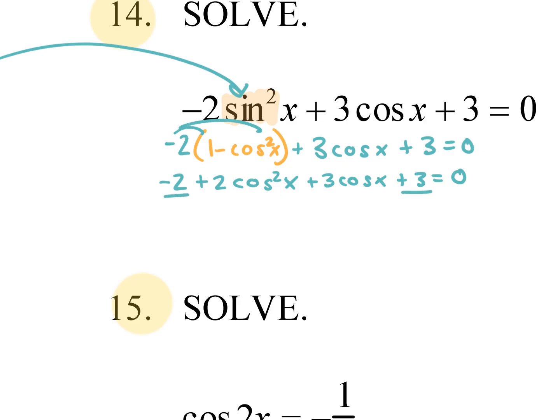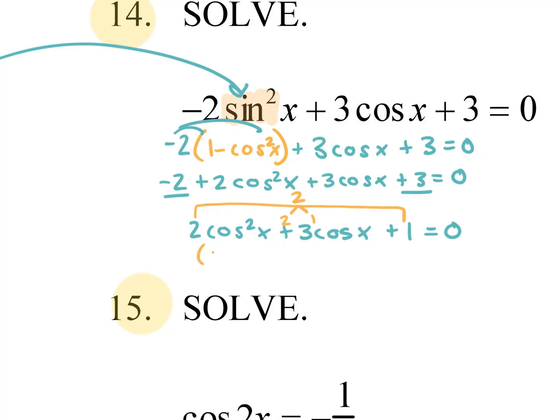Combine like terms. So negative 2 plus 3 would be 1. So we have 2 cosine squared plus 3 cosine plus 1 equals 0. Now what can we do? How do we factor? Multiply the first times the last. So 2 times 1 would be 2. What are 2 factors of 2 that add to 3? 2 and 1. Perfect. So cosine plus 2 and cosine plus 1.